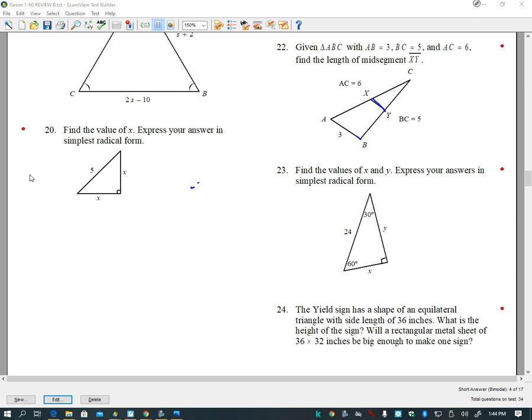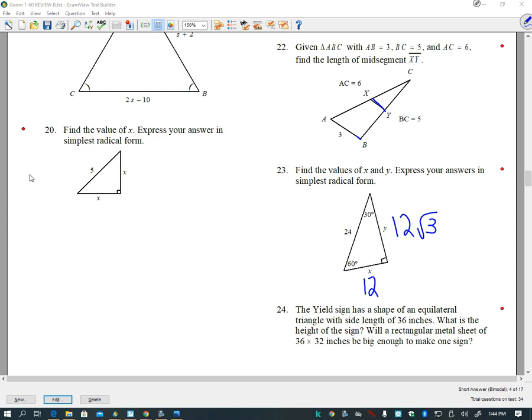23 gives you a 30, 60, 90 triangle, asks you to solve for X and Y. X should be really easy to solve for, right? Because it's half the hypotenuse. So if X is half the hypotenuse, what is X? 12. And the side opposite 60 is the short side times what? Times radical 3. So Y is what? 12 radical 3.